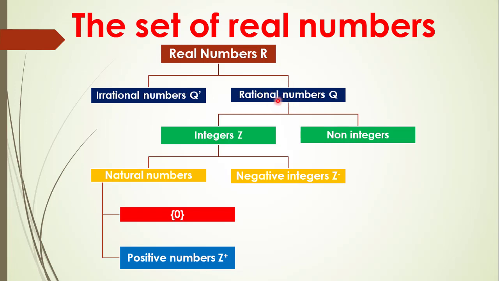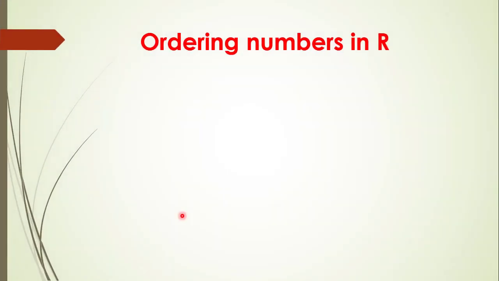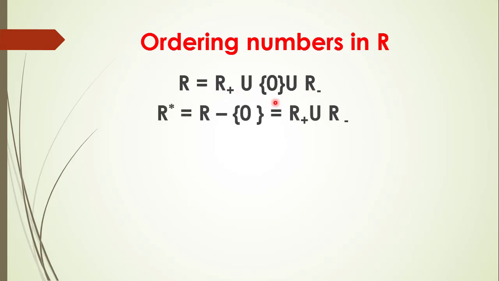The rational numbers consist of integers and non-integers, which are fractions, decimals, and so on. The integers are like natural numbers and negative numbers. The natural numbers consist of positive numbers and zero. So the set of real numbers consists of the positive real numbers, negative real numbers, and the set of zero.